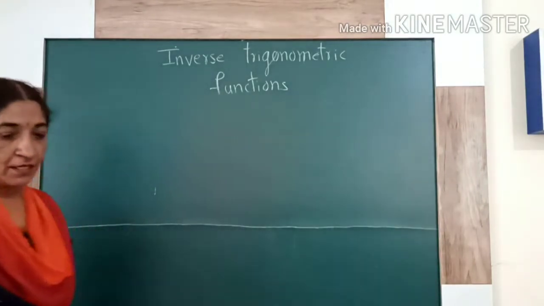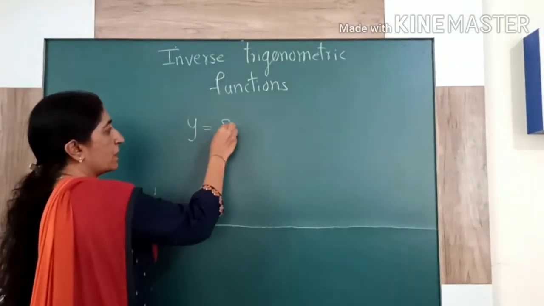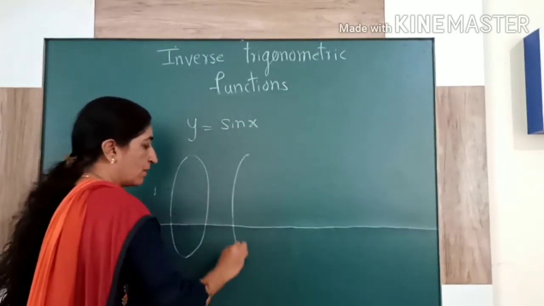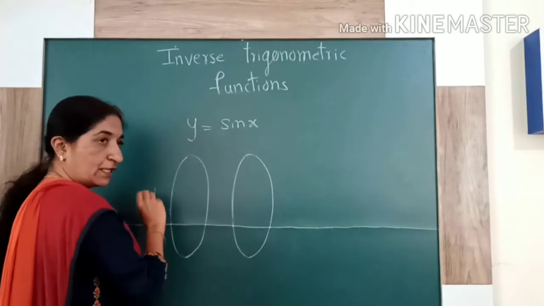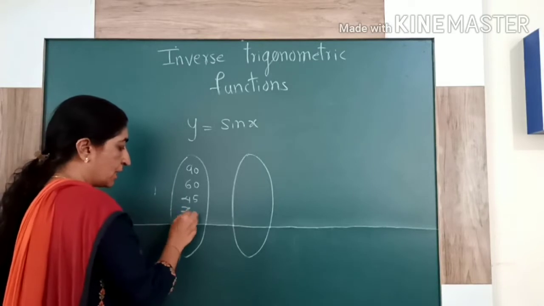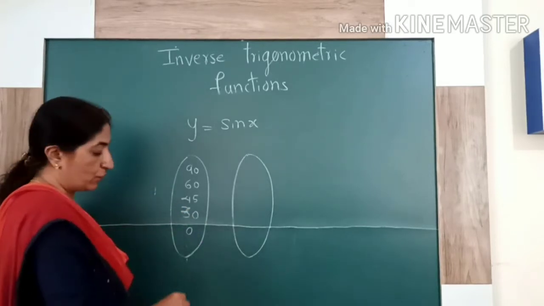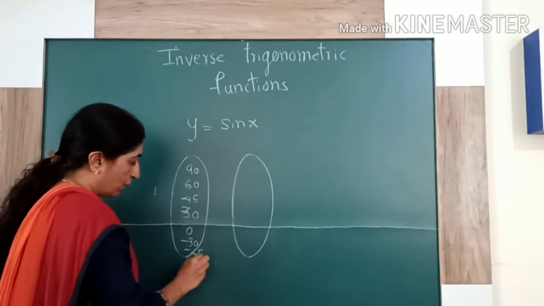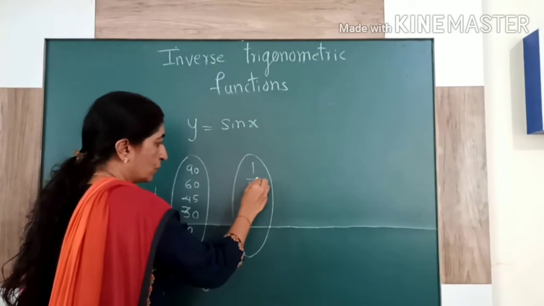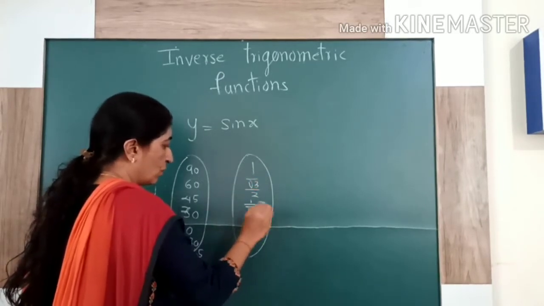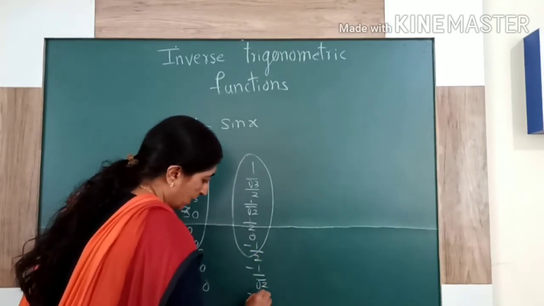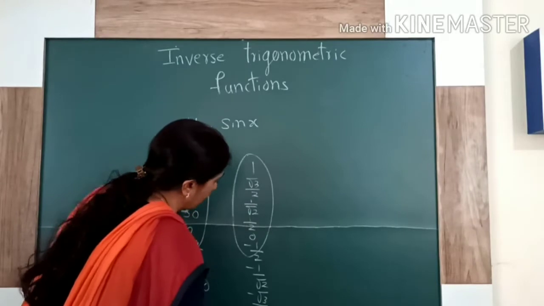Suppose for example you take y is equal to sin x. If you draw the graph, or you can also draw the sets, I am explaining both. Here you can take the elements 90 degree, 60 degree, 45 degree, 30 degree, 0, and similarly for negative values, minus 30, minus 45, minus 60 and minus 90. Sin 90 is 1, root 3 by 2, 1 by root 2, 1 by 2, 0, minus 1 by 2, minus 1 by root 2, minus root 3 by 2, and it is minus 1.